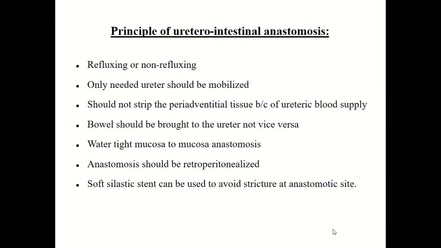It could be refluxing or non-refluxing. It is still under debate which technique should be preferred. Only the needed ureter should be mobilized. Do not strip the periadventitial tissue because of the ureteric blood supply. The bowel should be brought to the ureter, not vice versa. Watertight anastomosis, mucosa to mucosa, is done. The anastomosis should be retroperitonealized. A soft silicone stent can be used to avoid stricture at the anastomosis site.